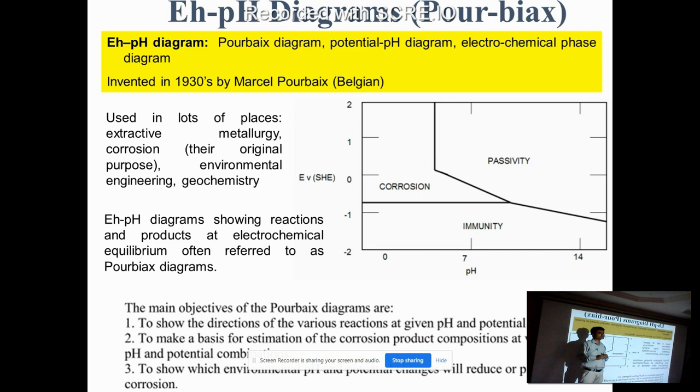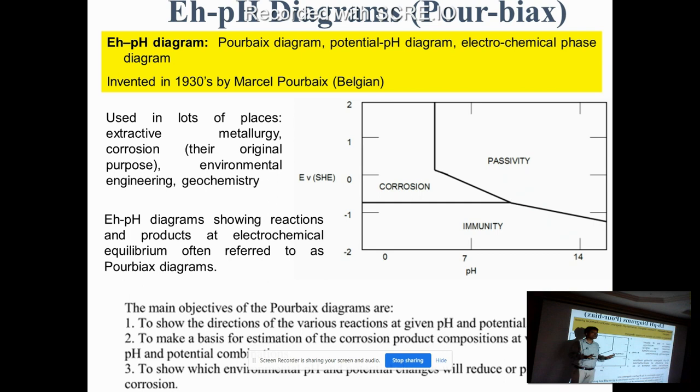On the x-axis is pH. Now, if I get a line in a phase diagram horizontal to the x-axis, what does that mean? Even if I change the pH, the potential is constant. That means there is no change with pH at all. That means pH independent. Are you getting it or not?